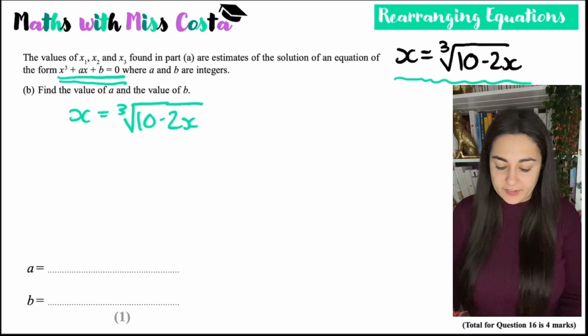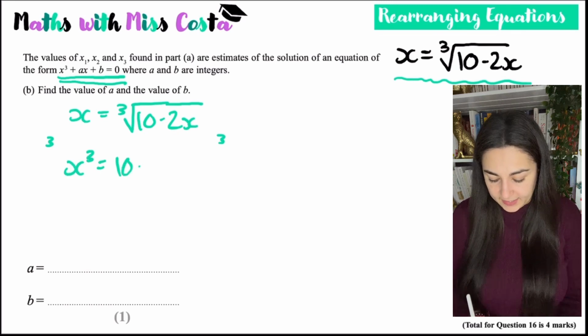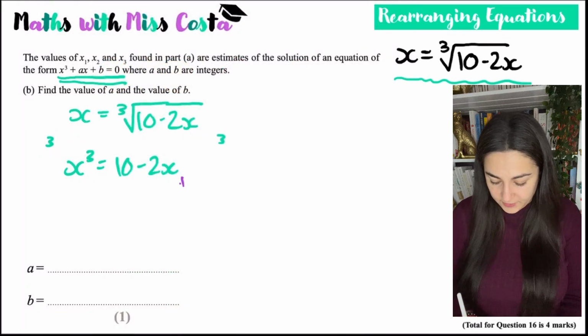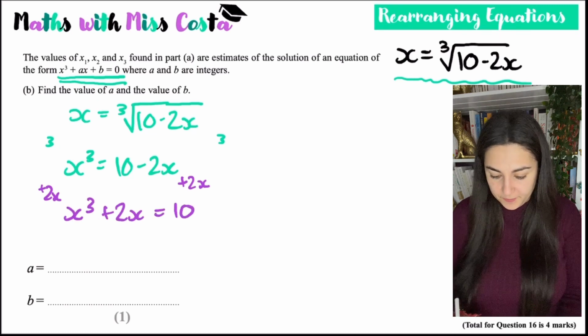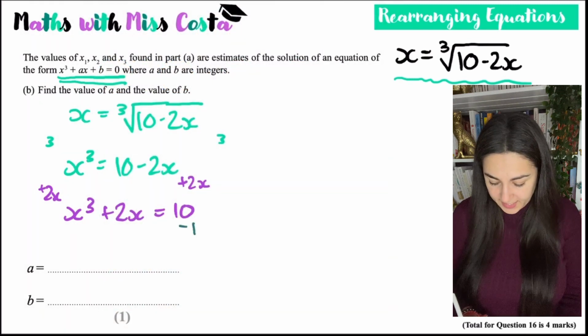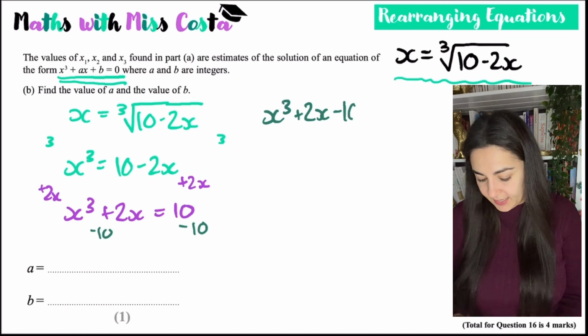What's the first thing that I can do? I can cube both sides. So I undo the cubed root and I turn this into x cubed is 10 take 2x. What do I do then? I would add 2x to both sides. So x cubed plus 2x equals 10. And the final part would be, I would subtract 10 from both sides. So x cubed plus 2x take 10 equals 0.